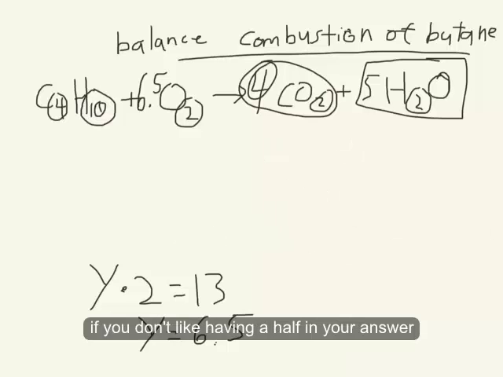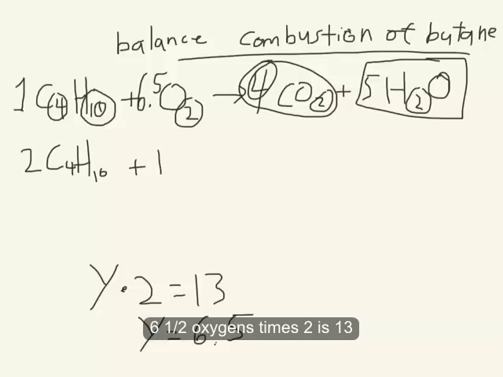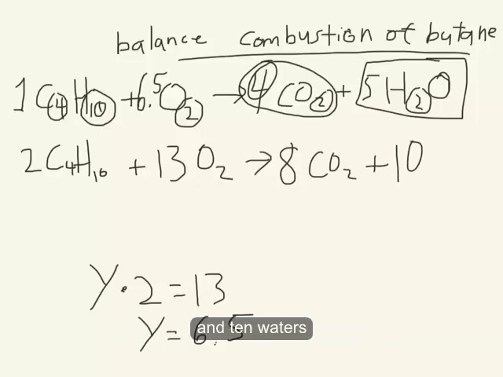If you don't like having a half in your answer, you can just multiply every coefficient by 2. So the implied 1 here becomes 2 butanes. 6.5 oxygens times 2 is 13. 4 times 2 is 8 carbon dioxides and 10 waters.